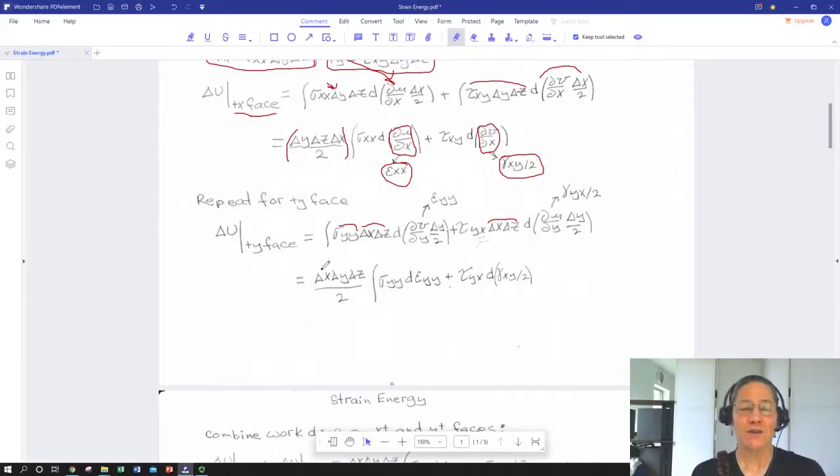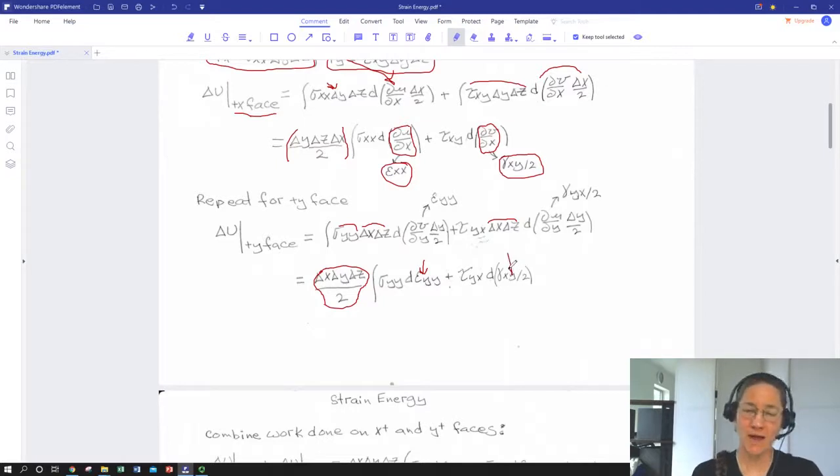So again, if we factor out our constants, we end up factoring out our delta x, delta y, delta z over 2. Hey, notice how that's half the volume of the cube. And as we were up here, we're left with our applied stresses, normal and shear, and then we're integrating with respect to the normal strain or with respect to half of the shear strain.